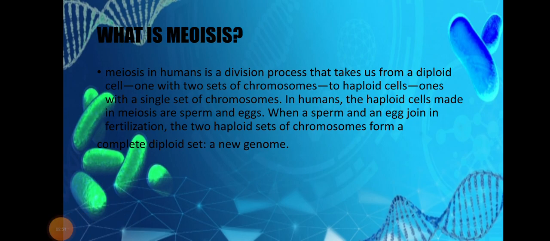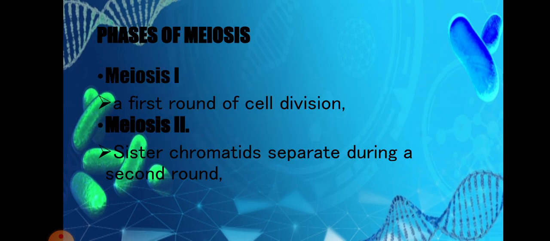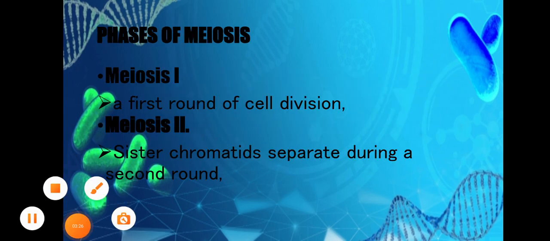Next is, what is meiosis? Meiosis in humans is a division process that takes us from a diploid cell, one with two sets of chromosomes, to haploid cells, ones with a single set of chromosomes. In humans, the haploid cells made in meiosis are sperm and eggs. When a sperm and an egg join in fertilization, the two haploid sets of chromosomes form a complete diploid set, a new genome.